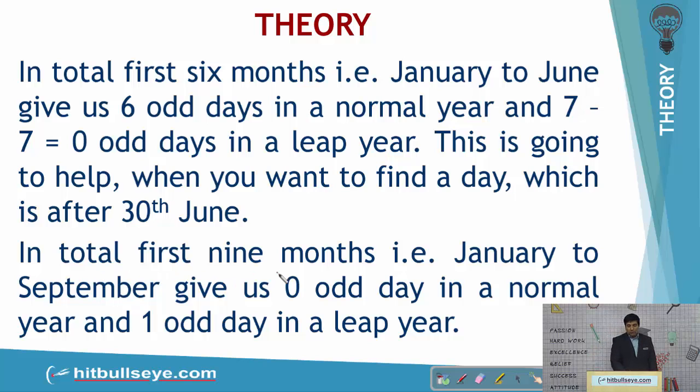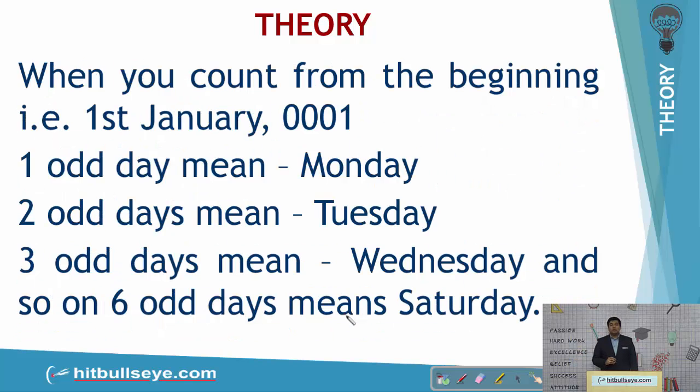Now in total, the first 9 months, that is from January to September, give us 0 odd days in a normal year and 1 odd day in a leap year. So when you count from the beginning, meaning when our calendar started, that is AD.